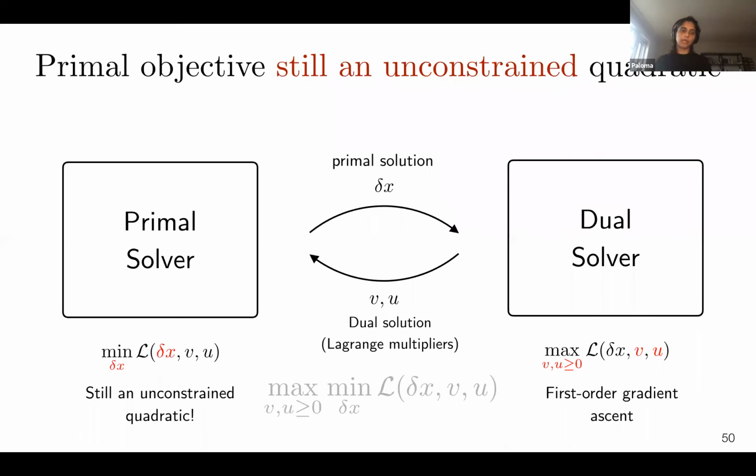And the key advantage to doing this is that even though we have a constrained objective, the primal solver here is still solving an unconstrained quadratic, which we know how to solve efficiently via sparse incremental solvers like ISAM that we looked at in the beginning. And the dual optimization here is simply a first order gradient ascent, which is incremental by nature. And this makes the overall ICS framework efficient.